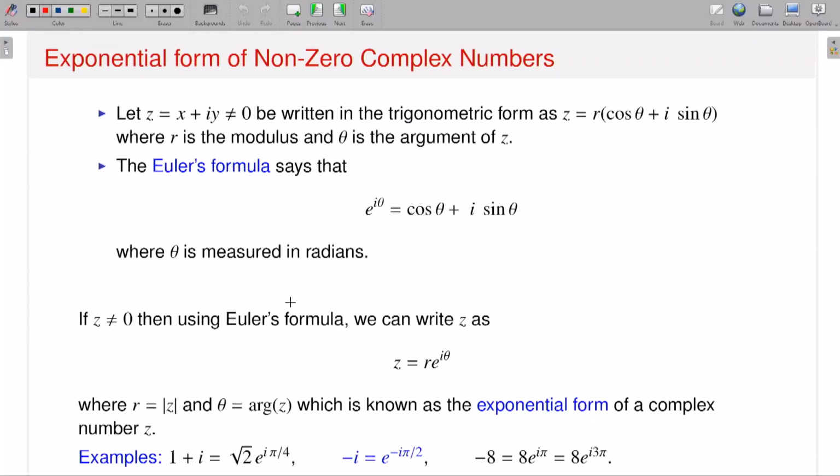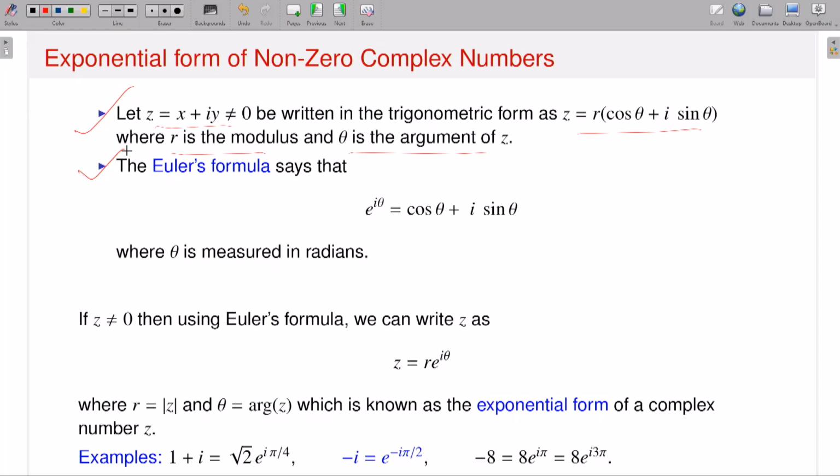Then there is another form, what is called the exponential form of a non-zero complex number. Suppose you have a non-zero complex number z, whose Cartesian decomposition is x plus iy. It can be written in the trigonometric form, which I already discussed, z equal to r times cosine theta plus i sin theta. R is the modulus of the complex number, and theta is the corresponding argument. But you know there is a formula called Euler's formula.